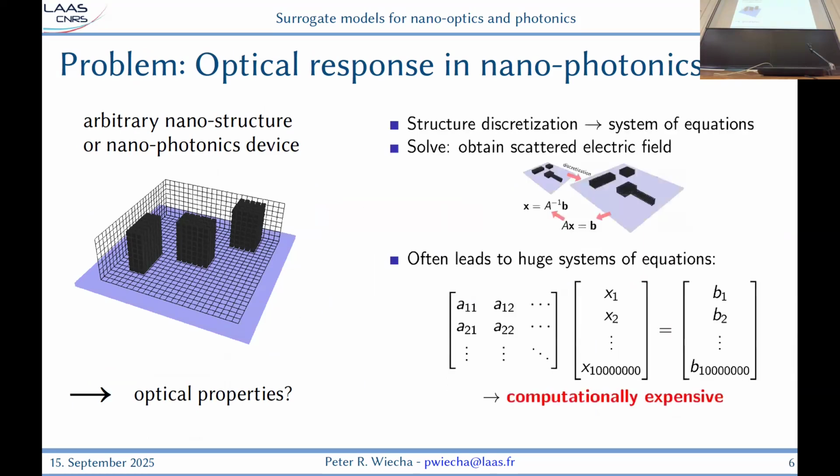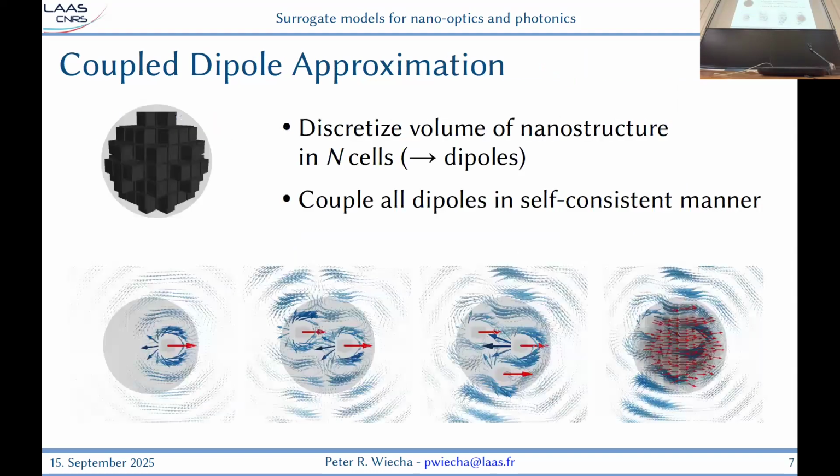And what we often do in the simulation is we discretize the system or structure in some way and obtain some kind of coupled linear system of equations. Then we need to solve this, which can be computationally very expensive, especially if we have a larger device, a larger structure. So this is basically the main bottleneck in these kinds of numerical computations. So the idea would be that we try to accelerate this with a surrogate.